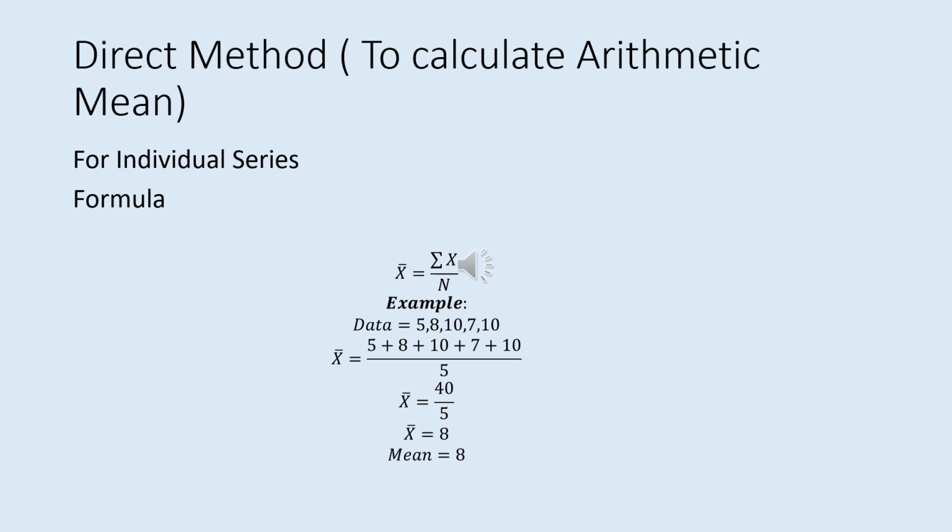So now in the first example, we take the data. Here the data given are 5, 8, 10, 7 and 10. To calculate the arithmetic mean x bar, we first add up all the data, 5 plus 8 plus 10 plus 7 plus 10, and then we divide it by the total number of data, which is 5. So x bar is equal to 40 by 5. Here x bar is equal to 8, and the mean is therefore equal to 8.